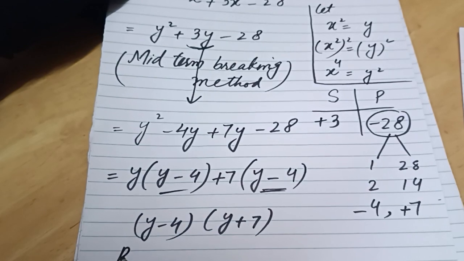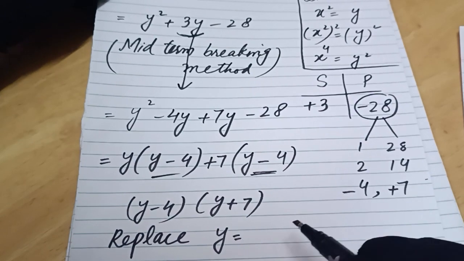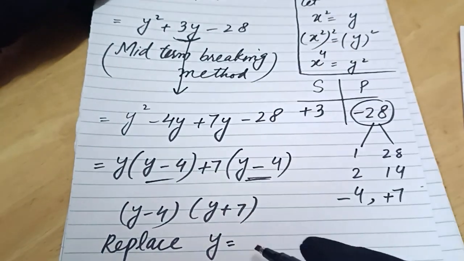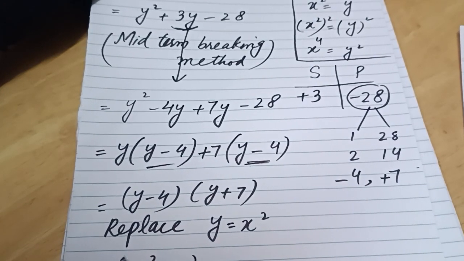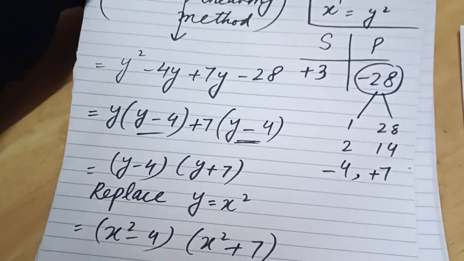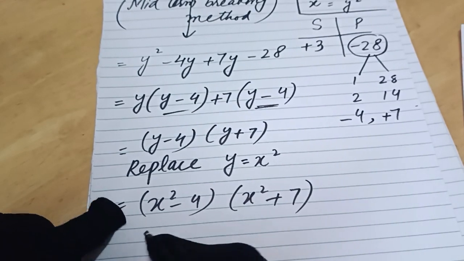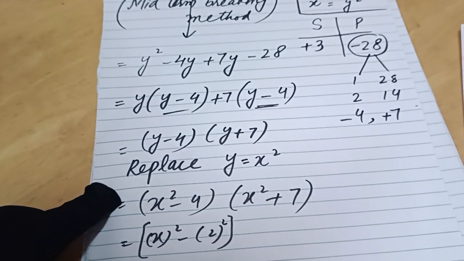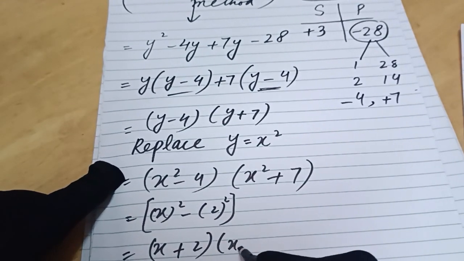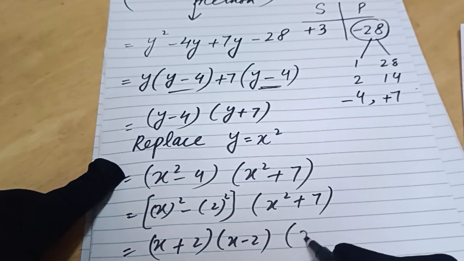So we have to replace the value of y. Replace y equals what? What we have taken? x square. Replace, and it will become x square minus 4 and x square plus 7. Now check in this one also. This is a whole square number, this is a whole square number. So again using the identity, this is the square of 2. It can be opened as x plus 2 and x minus 2. And what about this one? They are not whole squares, so they will stay as they are.